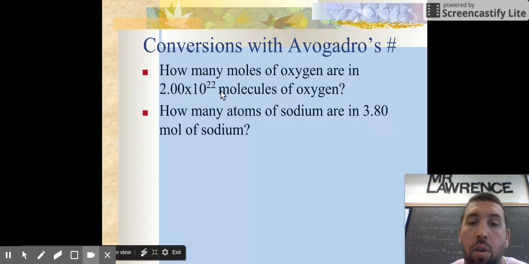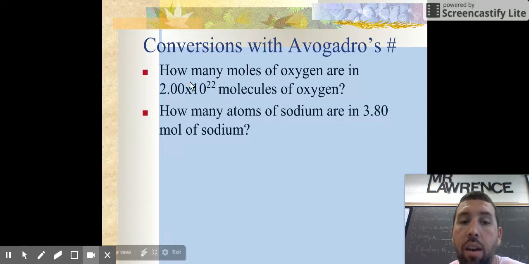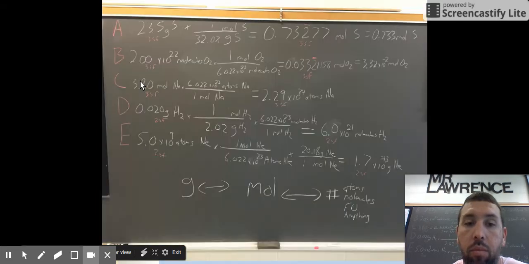So a couple other problems I want to show you guys, going from moles to molecules and molecules to moles. Again, here's another problem we have. How many moles of oxygen are in 2.00 times 10 to the 22 molecules of oxygen? So step 1, I write down the given. What was given to me in the problem? So now we can look at line B. We see 2.00 times 10 to the 22 molecules of O2.